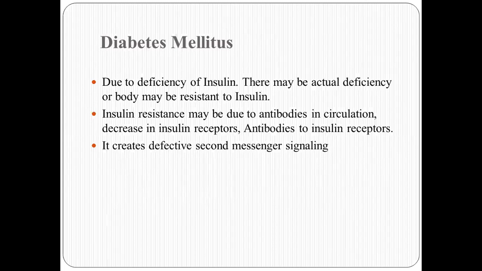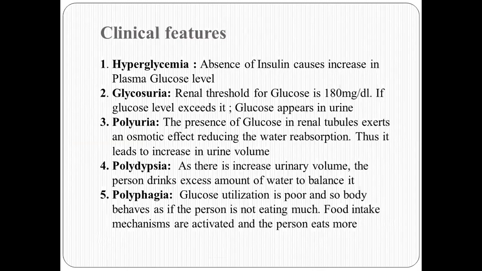This insulin resistance may be due to antibodies which are present in circulation. There may be a decrease in the receptor itself, or there may be antibodies to the insulin receptor itself. So we have identified these types of conditions, and nowadays research says that insulin resistance is much more common than the actual deficiency of insulin. Either way, it creates a defective second messenger signaling, and if the second messenger signaling is not proper, the further metabolic functions of insulin will not be there. And then it produces a condition which is known as diabetes mellitus.